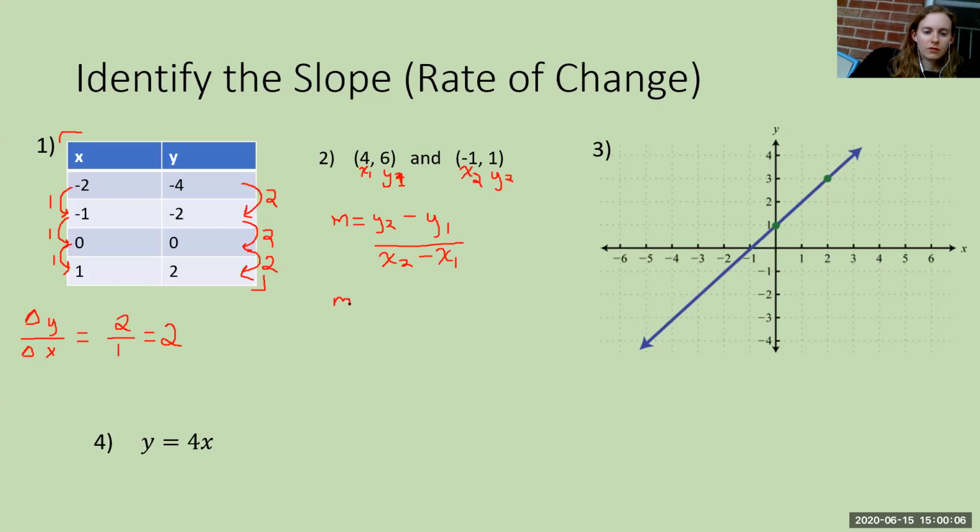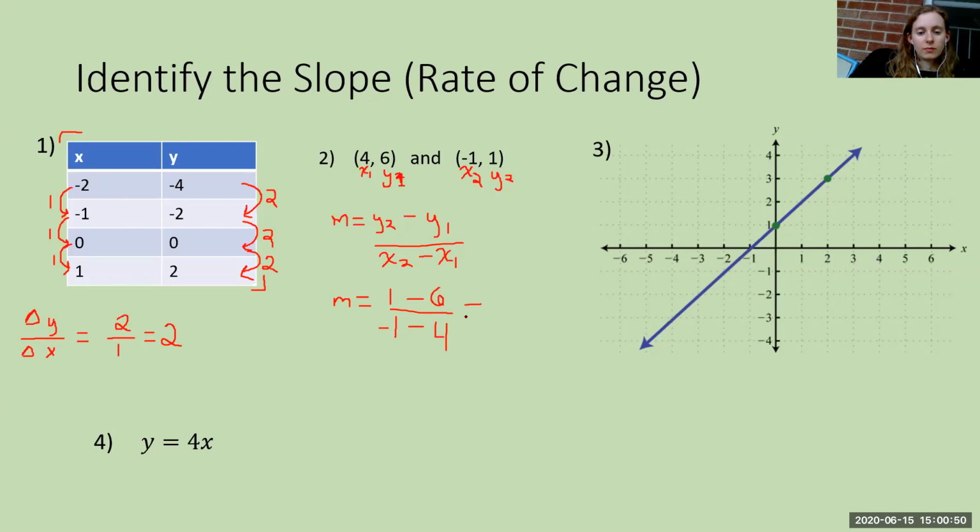So following the formula and the labels that I've given my numbers here, it says y2 minus y1. So my y2 is 1. My y1 is 6, so 1 minus 6. And then my x2 is -1 minus x1, which is 4. So again, what this formula is telling us to do is subtract our y's, subtract our x's. It's really the same thing we just did in problem number 1, right? Calculating change in y compared to change in x.